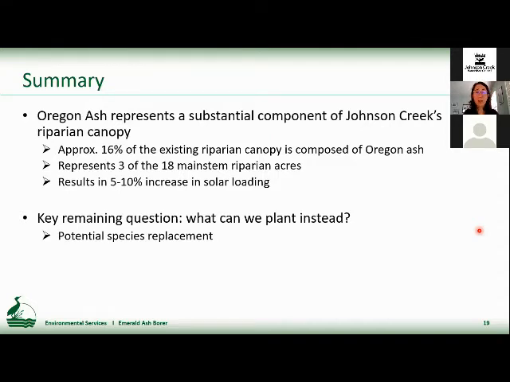Now, one of those key remaining questions that I'm going to just leave you with right now is, thinking about management and thinking ahead, what sort of species could we plant instead? Thinking about riparian restoration projects and things like that.